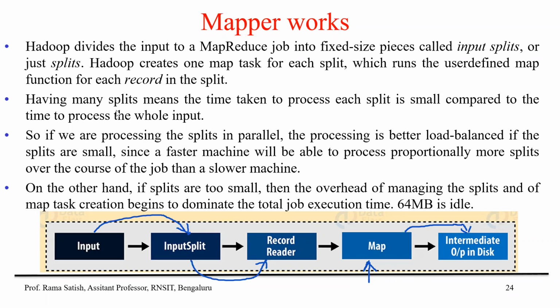Having many splits means the time taken to process each split is small compared to the whole process. Of course, when you split the job into small tasks, each task is executed in parallel, simultaneously. So when it is executing simultaneously, certainly the time will be reduced.